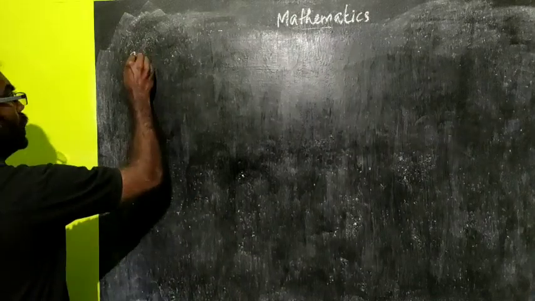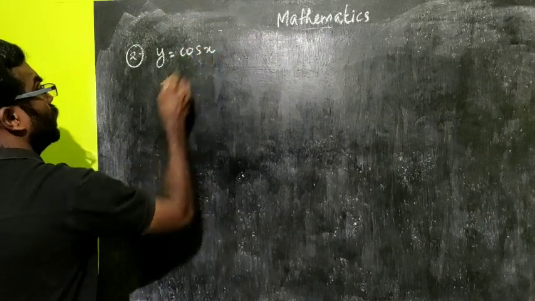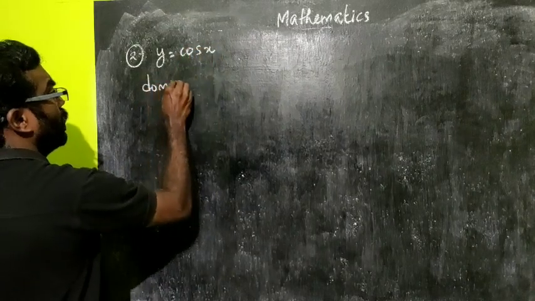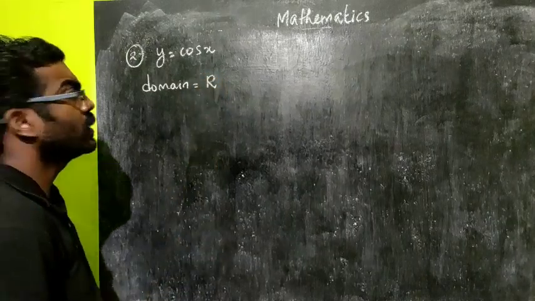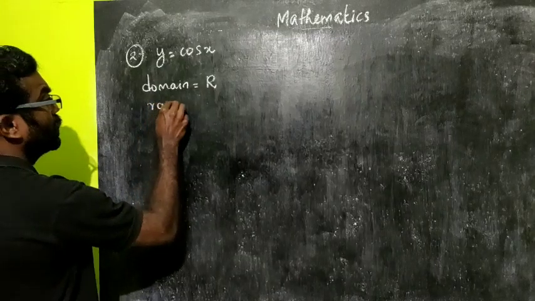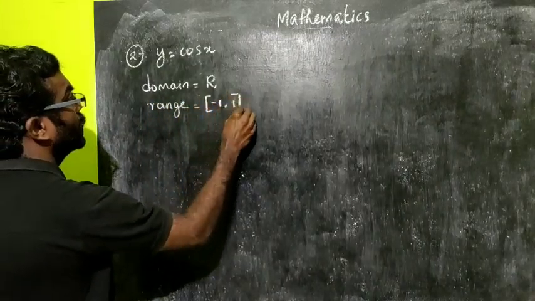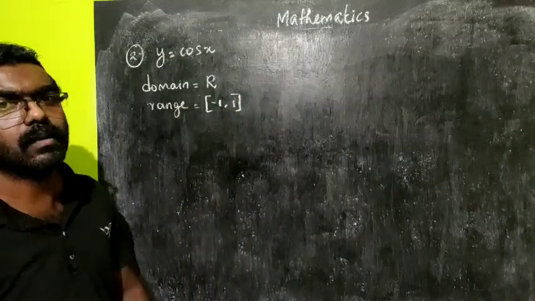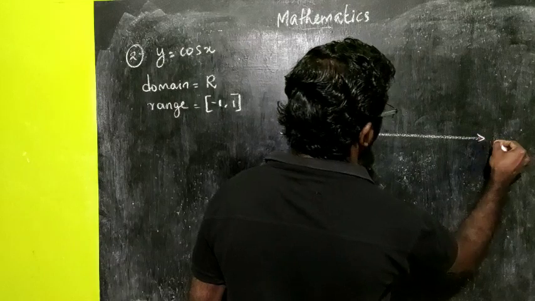Now the second one is cos x. Y is equal to cos x. Here also the domain is the set of all real numbers. That means we can give any real number instead of x. And the range is closed interval minus 1 comma 1 as in the case of sin x. Clear? Now we can draw the graph.